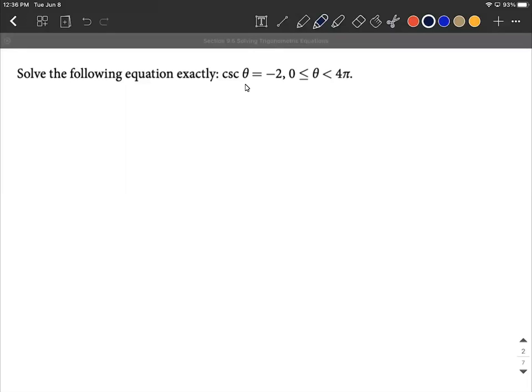Okay, solving a trigonometric equation. This one involves cosecant of theta is equal to -2. And take note that our thetas, our solutions here, we want them to be between 0 and 4 pi. So different than 0 and 2 pi that we see sometimes.